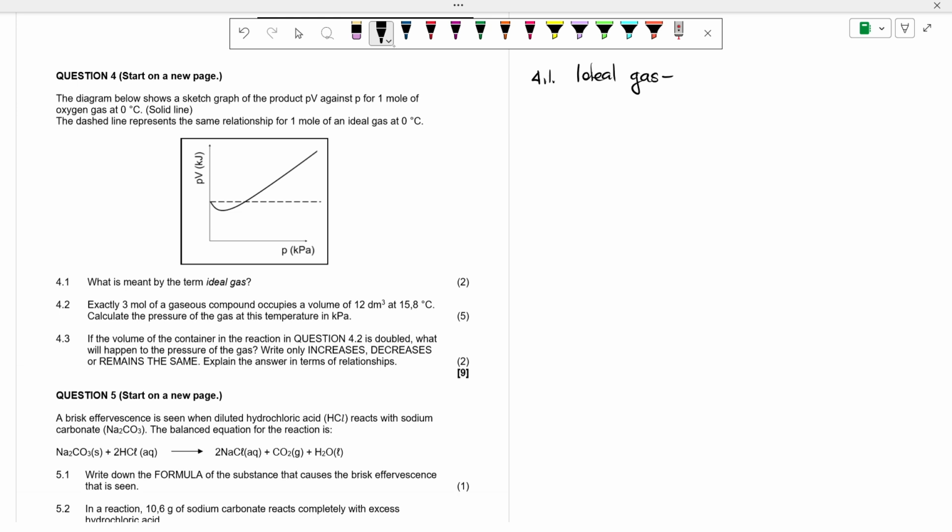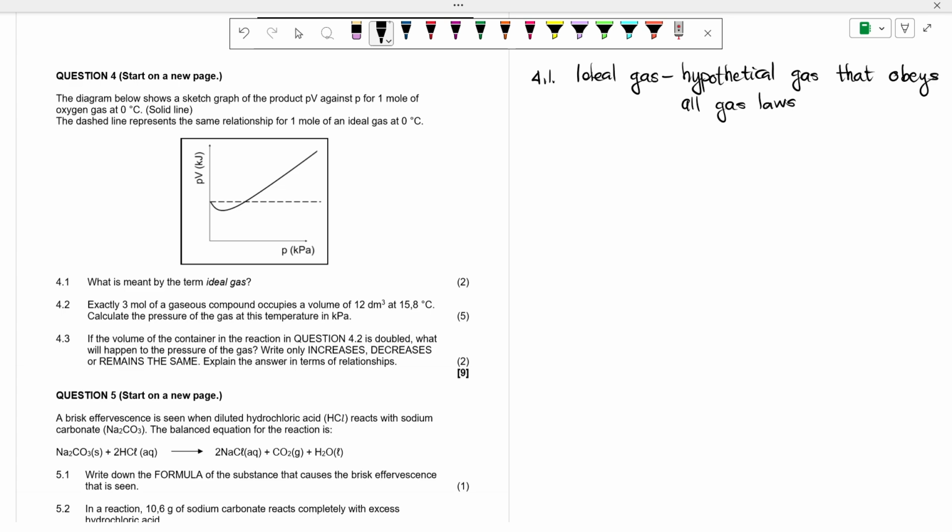But if you want to make sure then you should say, because it's not a real gas, it's a hypothetical gas, that obeys all gas laws, for any temperature and pressure, or at any temperature and pressure.